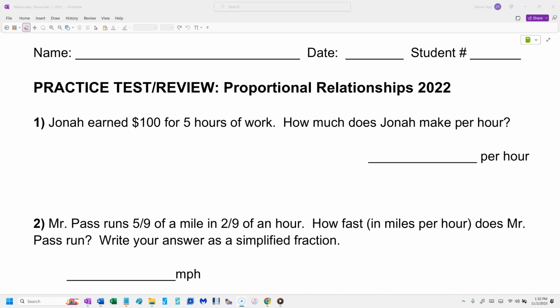Proportional relationships. First person we have is Bart Simpson from Springfield. Let's hear it.